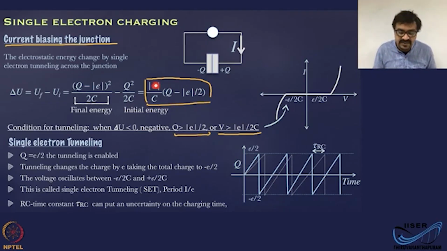This equation does not really assume that the Q is discrete. Okay, but every time an electron tunnels through, the change is by 1 electronic charge. What that means is, when the voltage climbs to E by 2C, tunneling happens, and it will bring the total charge back to minus E by 2. Then again, the charging will take it to E by 2. Then again, another tunneling, and the total charge is brought back to minus E by 2.